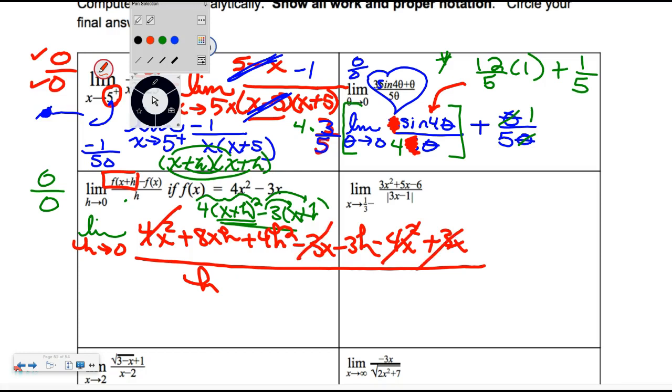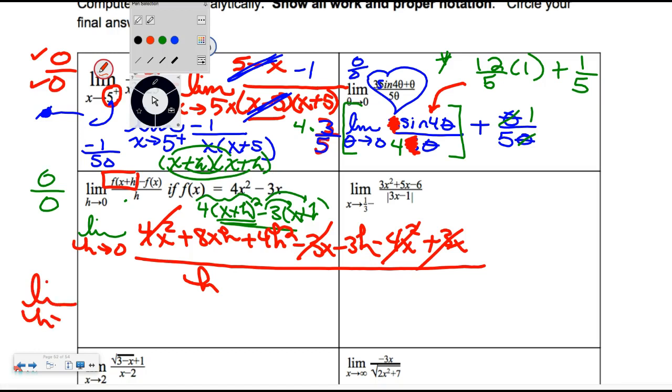Did all non-h terms cancel? Yes. If that doesn't happen, you've done it wrong. And the reason I know that is because we knew h was a problem because it was causing the 0 down here. I've got to be able to factor it out of the top. Do you see how I can factor an h out of each of these? We should, so let's do that.